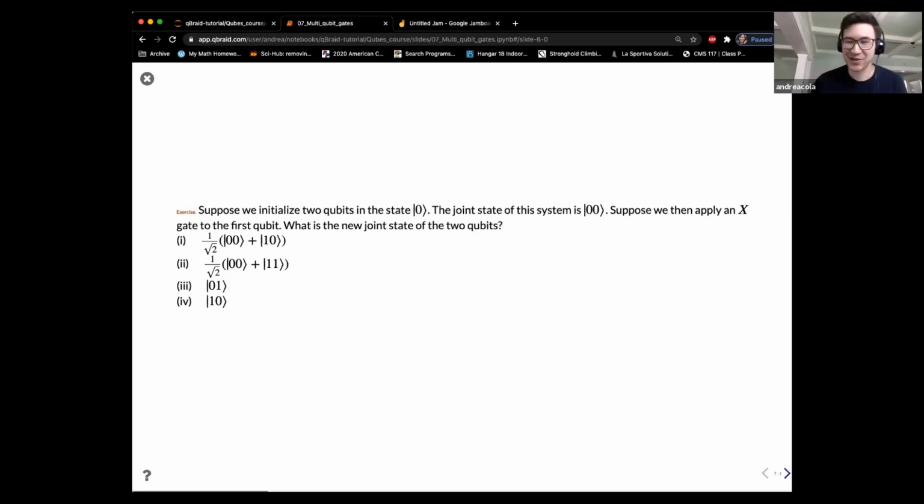Even though we haven't defined the rule formally, it should be pretty clear that our rule should have number 4 as the correct answer. So that is indeed the case. We'll get to this in a moment, but it is number 4. The X gate is acting on the first qubit, and then it does nothing to the second. Very good.